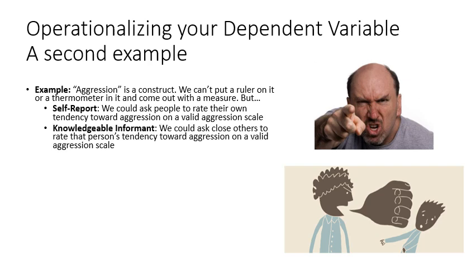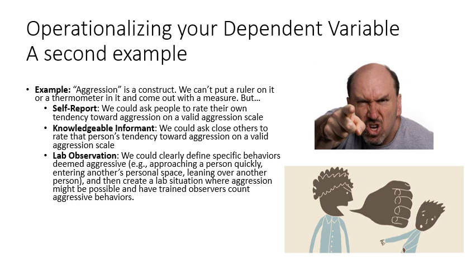We could use what we call a knowledgeable informant. We could ask close others, people who are close to the person we're interested in, to rate that person's tendency toward aggression on a valid aggression scale. So the person could rate him or herself, and someone close to them could rate them too.